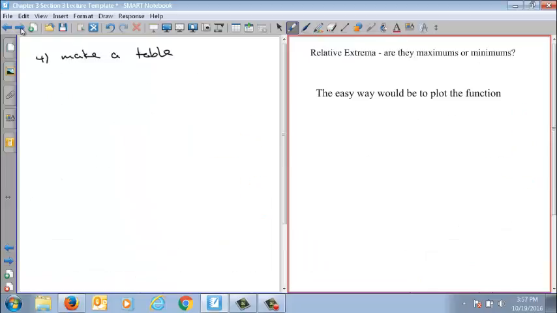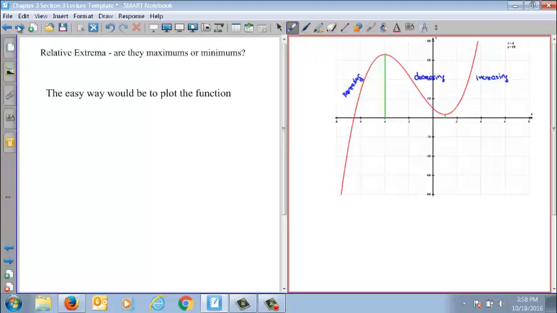Now those values of x are where we have a relative extrema. There's a rule that tells us whether they're minimums or maximums. You can probably figure it out just from looking at what we got there. We'll introduce the exact rule. The easy way would just be to plot the function, but we want to use that table to make a decision.